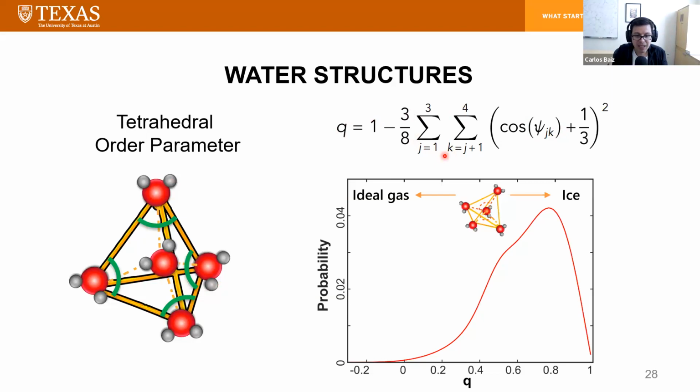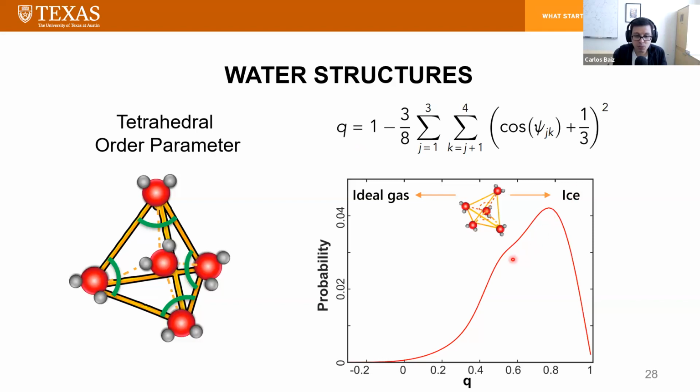So if you have ice, that projection would be 1. So the maximum value of this parameter is 1. And if you have a completely random structure, on average, that projection would be 0. Okay. And so this here shows the distribution of these parameters for liquid water. So lower means an ideal gas, higher means ice-like tetrahedral structures.